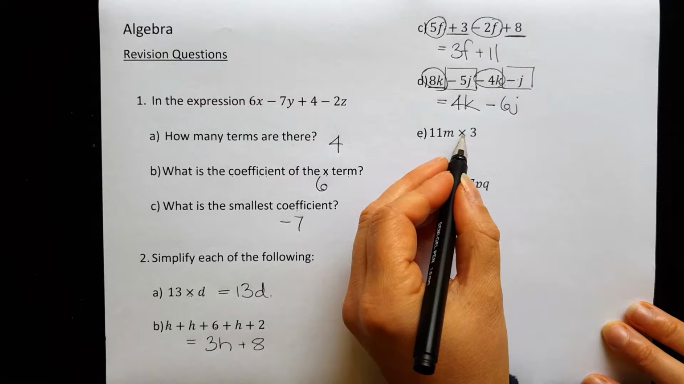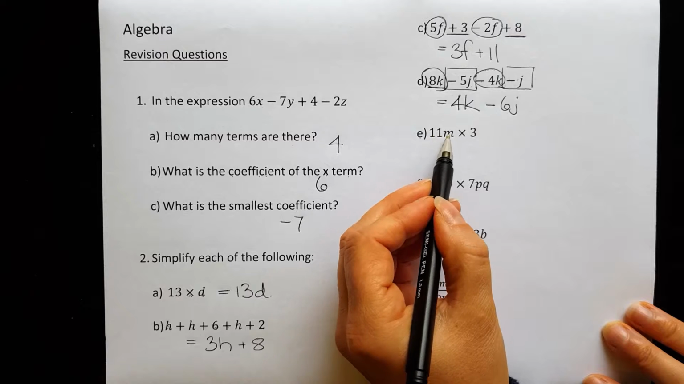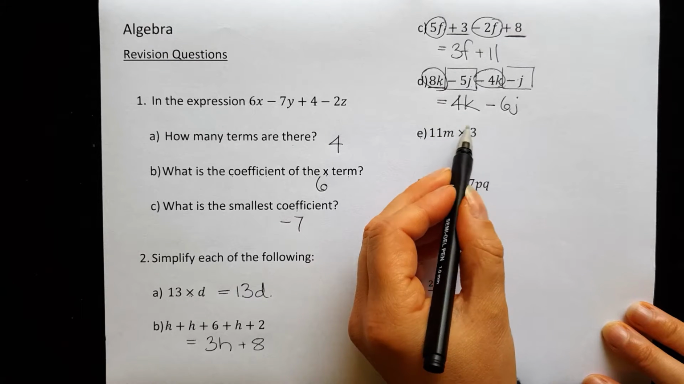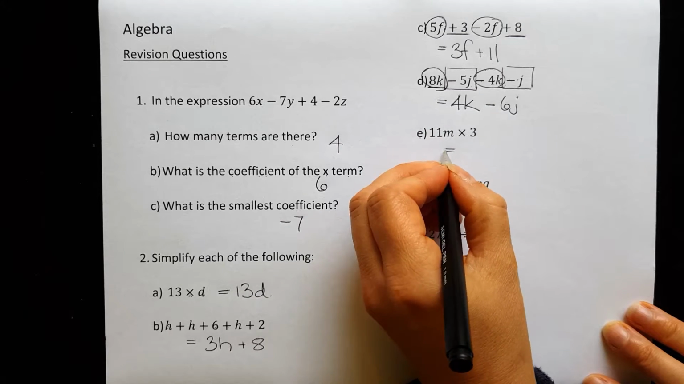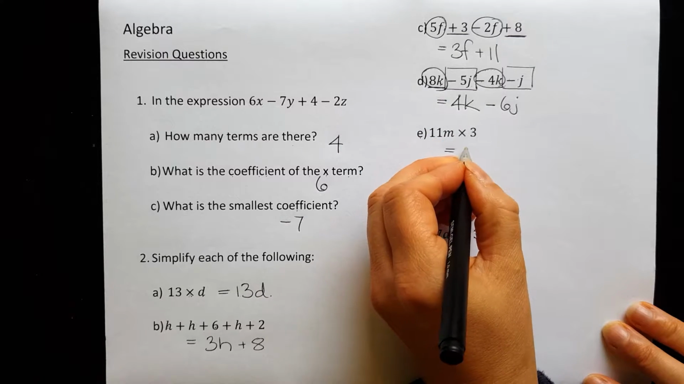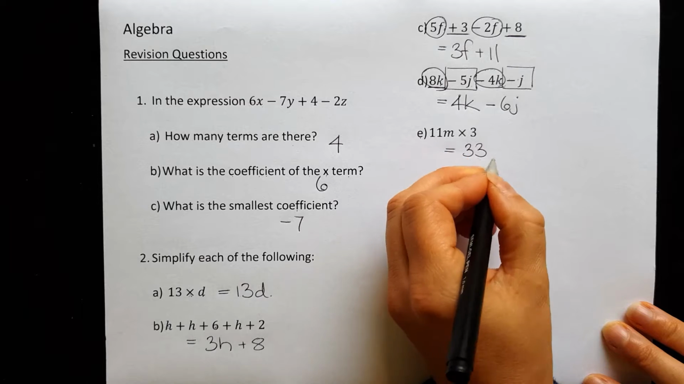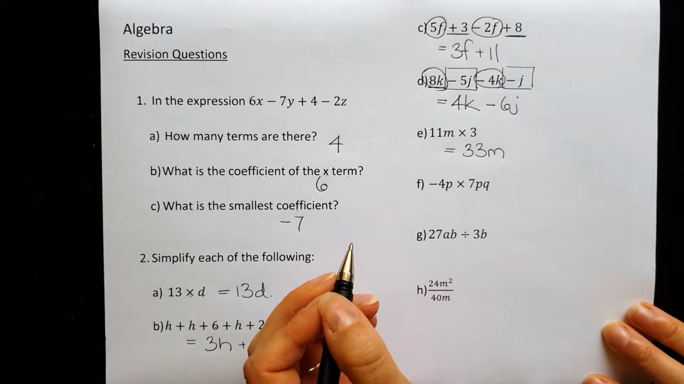E, we are multiplying 11m times 3. So we don't have to worry about like terms for multiplying, we just multiply the numbers together. 11 times 3 is 33, and the m just sits afterwards.